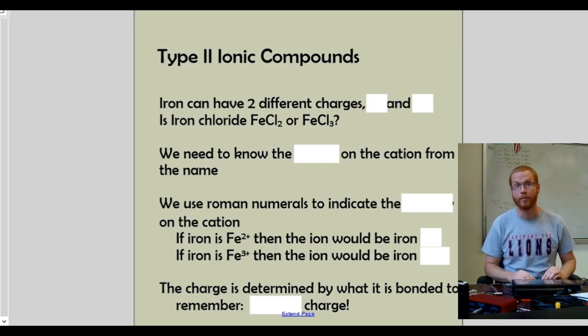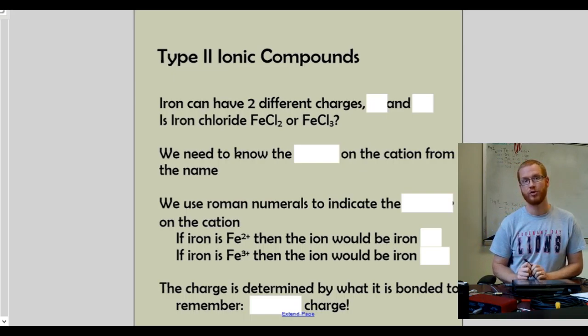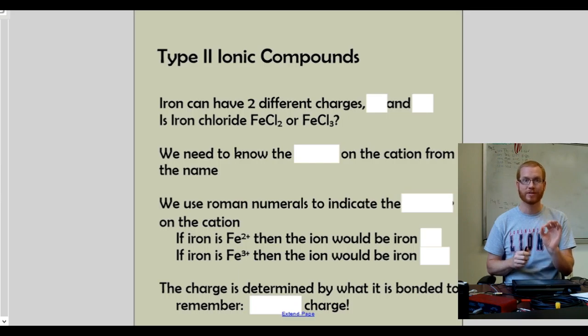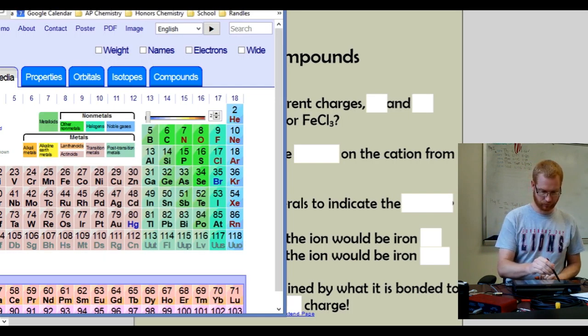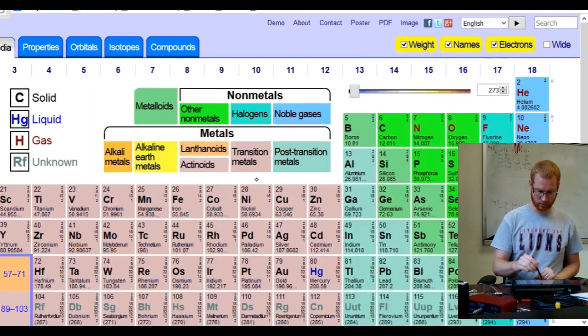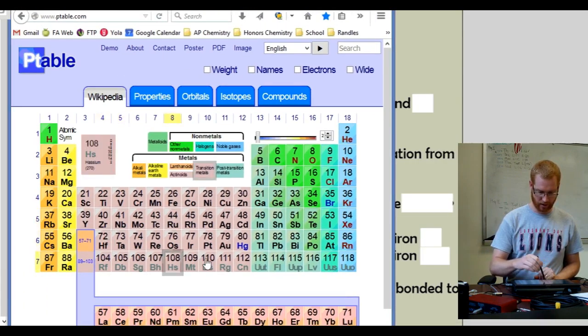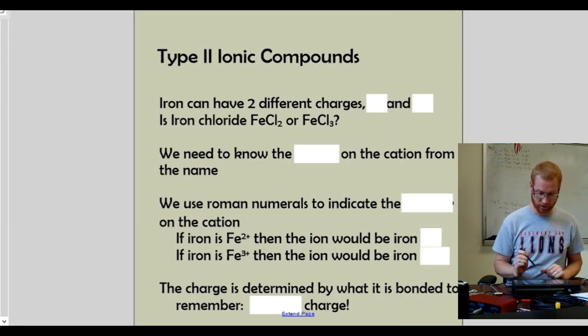All right, so now we know how to name type 1 binary compounds. Now we're going to talk about type 2 binary compounds. And remember, type 2 binary compounds are still a metal and a nonmetal, but the difference is that the metal comes from one of those transition metals or a post-transition metal, one of these guys in here, one of these guys down here, because they can have multiple charges.